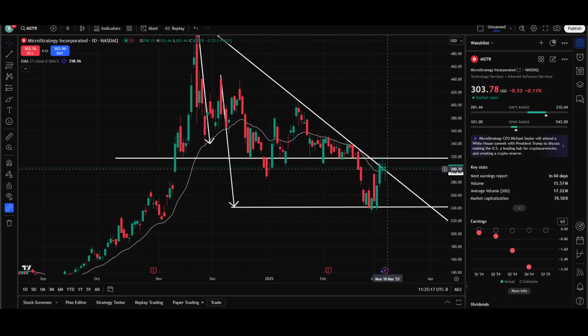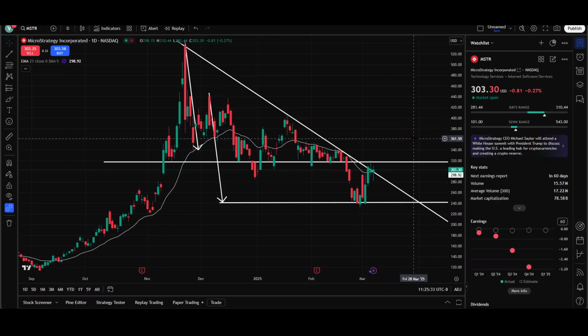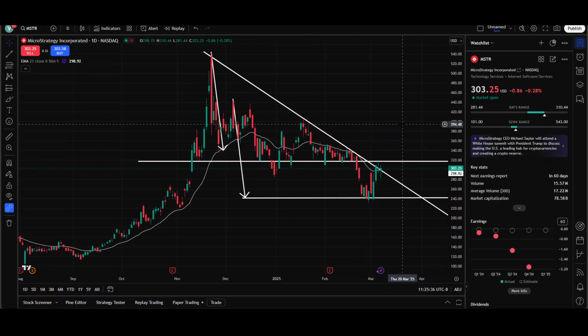There's still some indecision going on in the crypto market and crypto-related stocks because look at the news event. MicroStrategy CEO Michael Saylor will attend a White House summit with President Trump to discuss making the U.S. a leading hub for cryptocurrencies and creating a crypto reserve. So the market participants are not sure if that will be a good thing for the future of Bitcoin and crypto or a bad thing.